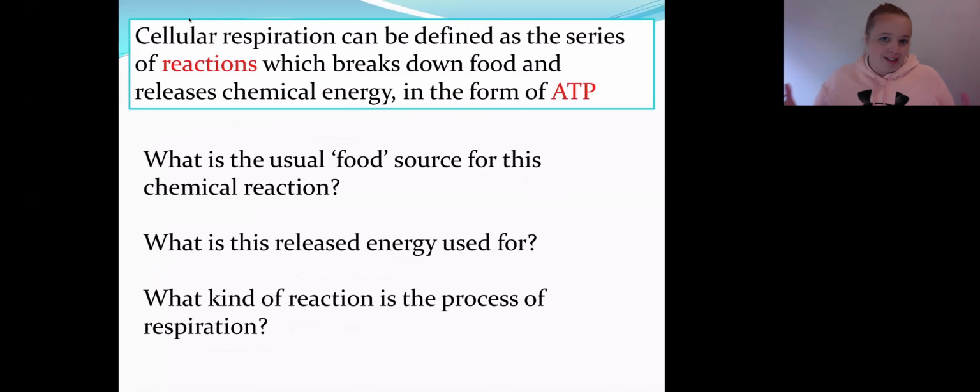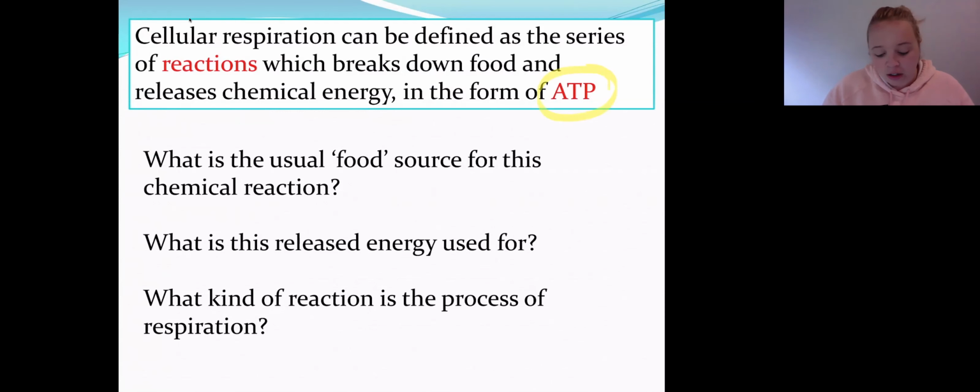So, what is cellular respiration? Cellular respiration is a bunch of reactions that help us to break down food, and in particular, we want to create this thing called ATP. Okay, that ATP just there. Now, we've talked about this. I would like you to pause and think about the answers to these 3 questions. I'm just going to presume that you've done that, and then you would start up again.